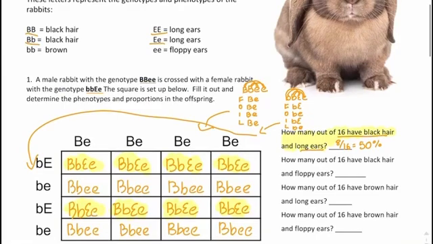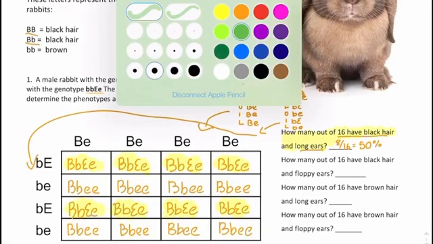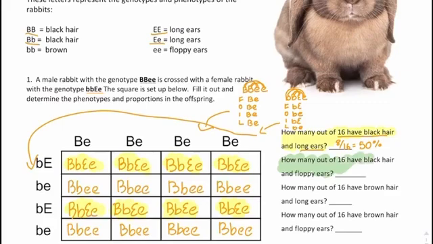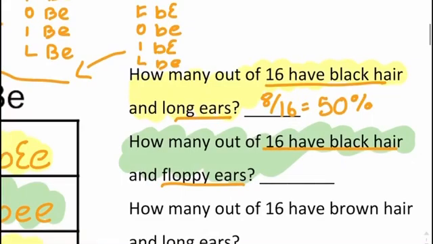For the next one, it says, how many out of 16 have black hair and floppy ears? Black hair, again, is capital B or capital B, lowercase b, and floppy ears is only lowercase e. So now we're going to try to find that in our Punnett square, and we're going to highlight that in green. That's going to be the full second row, as well as the full fourth row. So again, that is 8 out of the 16, which also equals 50%.